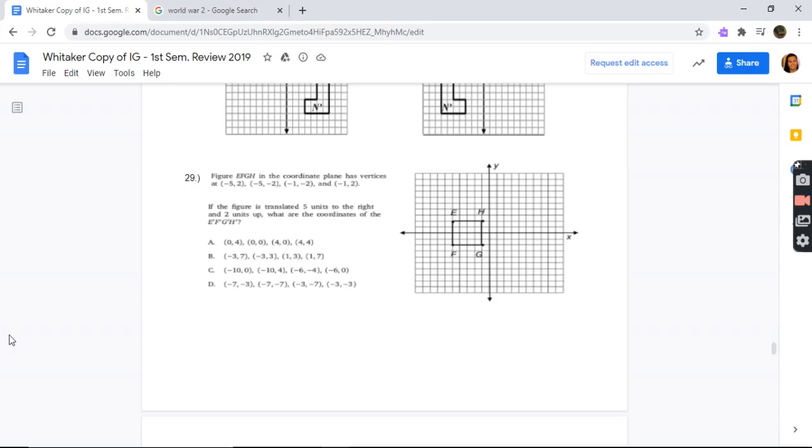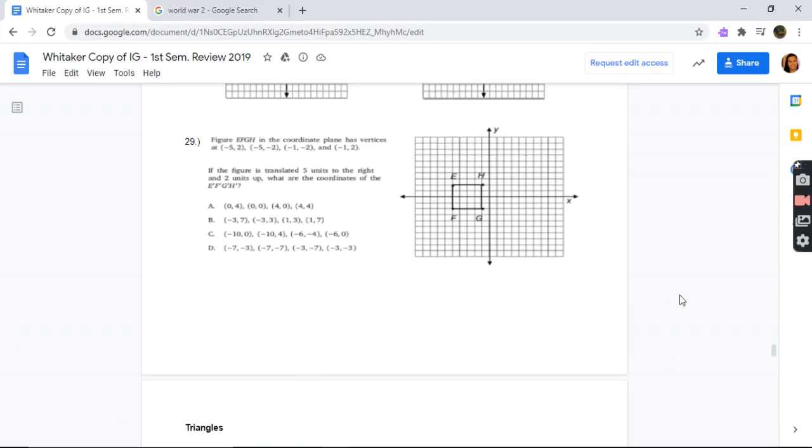Okay, so did I do C already? (-10, 0), (-10, 4), (-6, 4), (-6, 0). Then (-7, -3), (-7, -7), (-3, -7), (-3, -3). What do you think it is, guys?